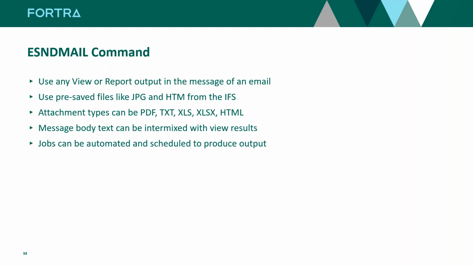The interesting thing is we could take an attachment, and you'll see this example, and we could take the results of a view and merge that into the body of the email. So it's not an attachment, but it appears as text in the email, and it's again, the results from your view or your report. And because it is a script, these jobs can be automated and used in a production process and scheduled to run on a frequency that you need.